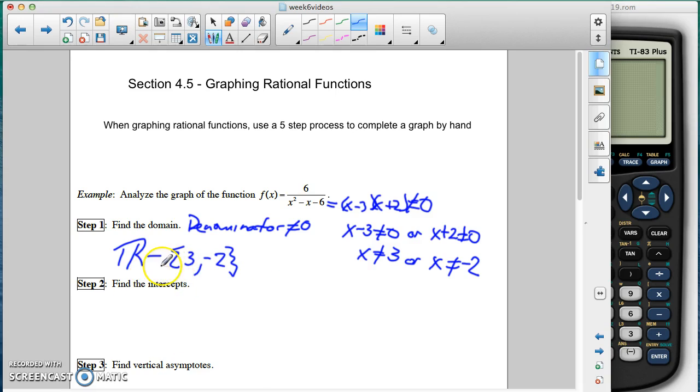All right, the next step in our graphing is to find the intercepts. Our intercepts happen when x and y are equal to 0. So if we set f of x, or the function, equal to 0, we'll find our x-intercepts. If we do that, we get this equation equal to 0. Well, the only way this can occur is if the numerator is 0. In a fraction, if your fraction is 0, the numerator is 0, and 0 cannot equal 6. So there are no x-intercepts.